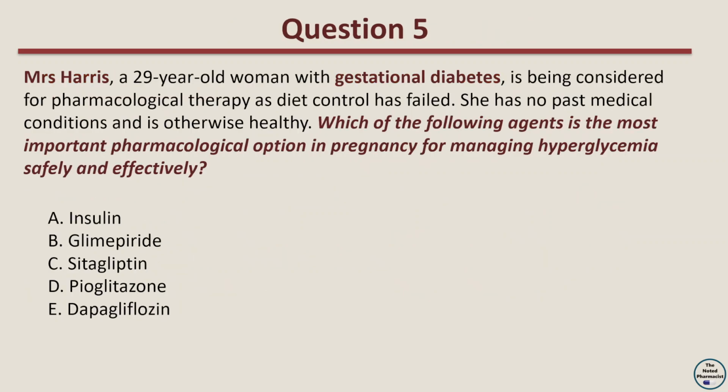Question 5. Mrs. Harris, a 29-year-old woman with gestational diabetes, is being considered for pharmacological therapy as diet control has failed. She has no past medical conditions and is otherwise healthy. Which of the following agents is the most important pharmacological option in pregnancy for managing hyperglycemia safely and effectively?